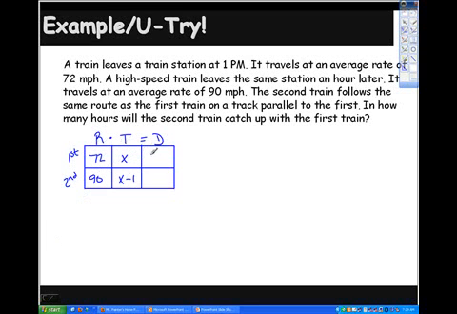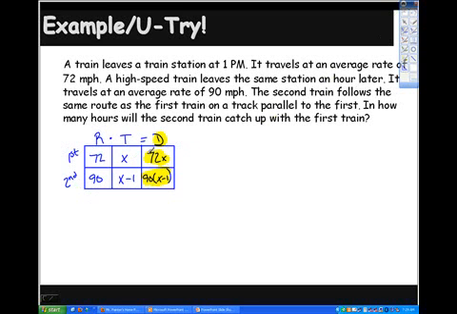Well, rate times time equals distance, so I should be able to fill in this box, 72 times x, and this box has to be 90 times x minus 1. When the second train catches up to the first train, they will have gone the same exact distance, which means the 72x distance of the first train would have to equal the 90 times x minus 1, the distance of the second train. Well, that's our equation.